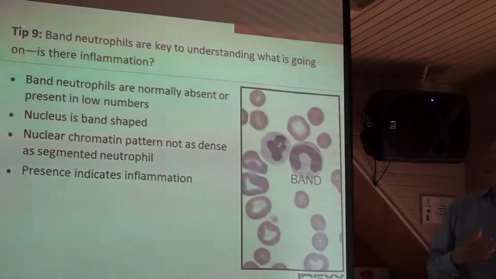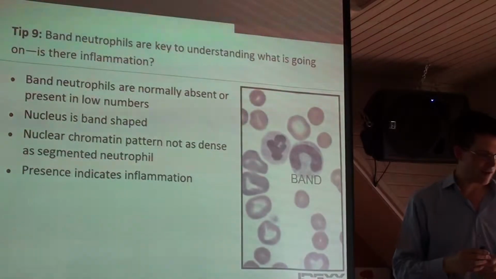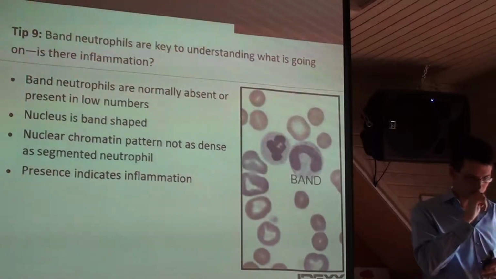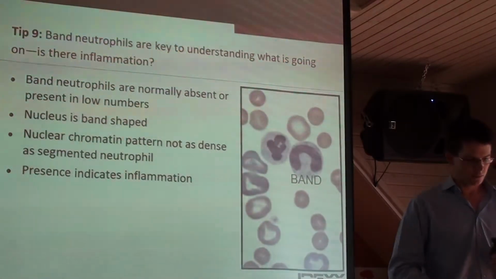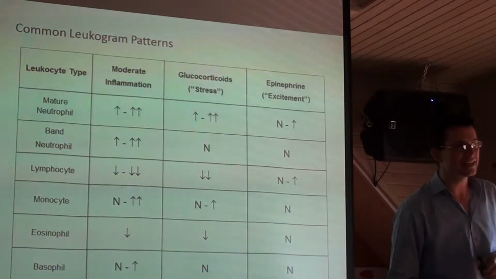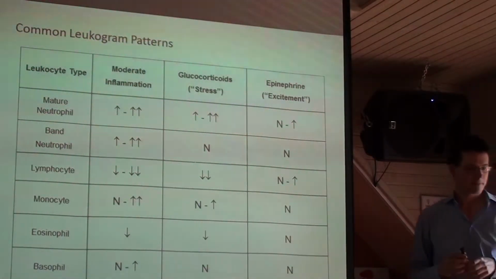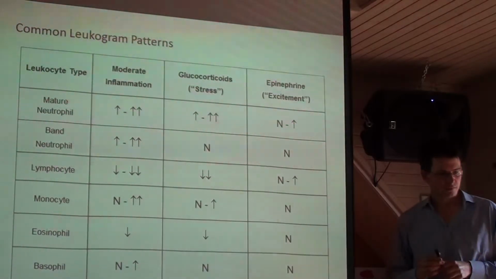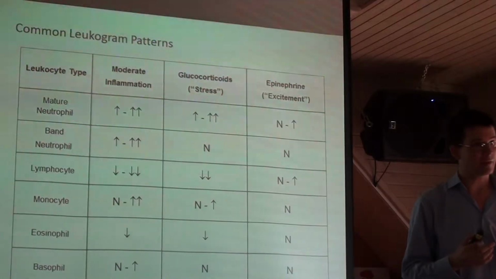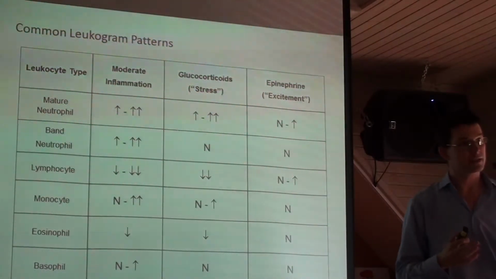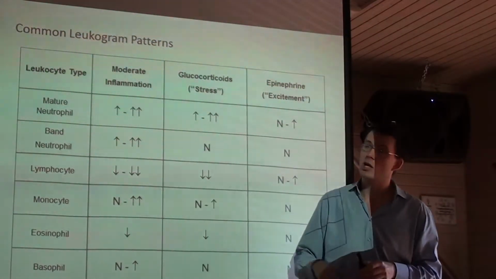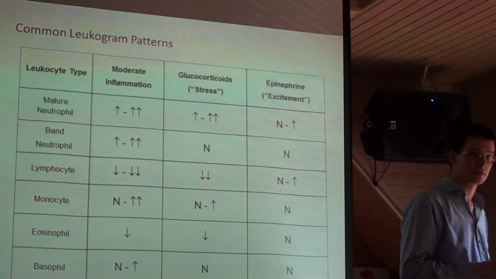These band neutrophils are normally absent or present in very low numbers. The presence of them indicates inflammation. We tend to forget that the reason we're looking at a hematology report, at least the white blood cell differentials in the hematology report, is to understand which leukogram pattern is present.